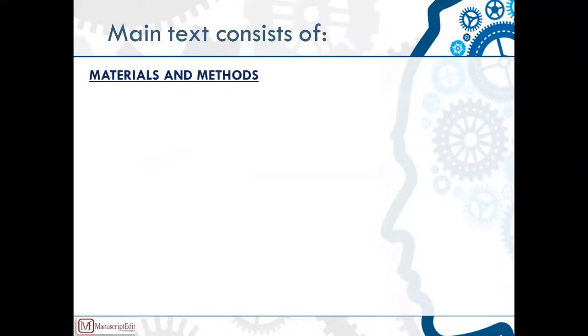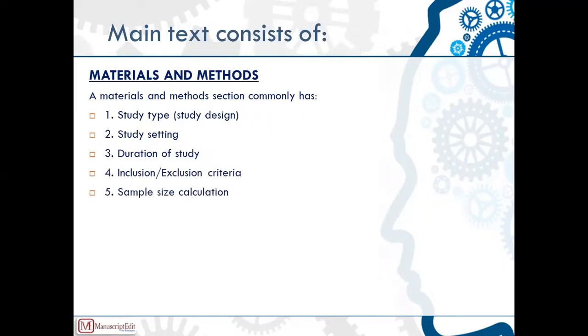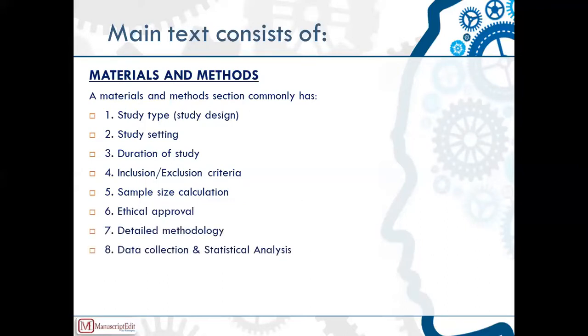Now, coming to materials and methods, this section commonly has, first, a study type, second, a study setting, third, duration of study, fourth, inclusion and exclusion criteria, sample size calculation, ethical approval, detailed methodology, data collection and statistical analysis, data confidentiality, and registration number in case it's a clinical trial.